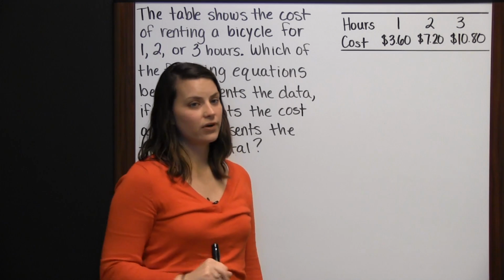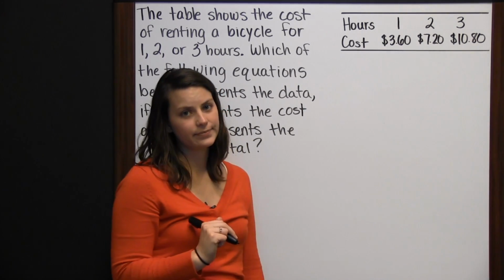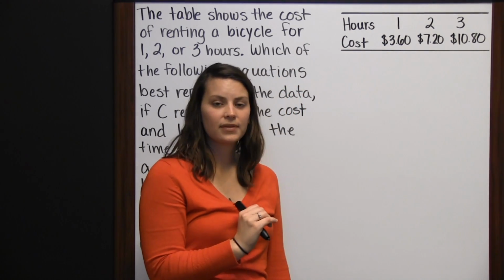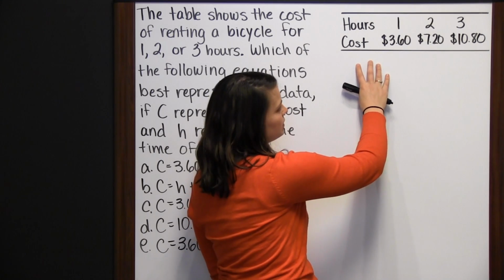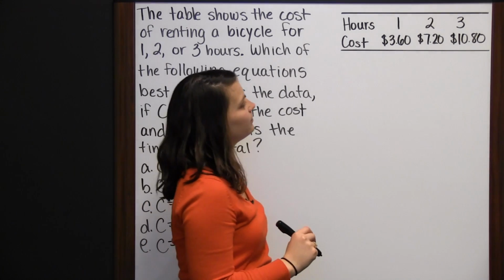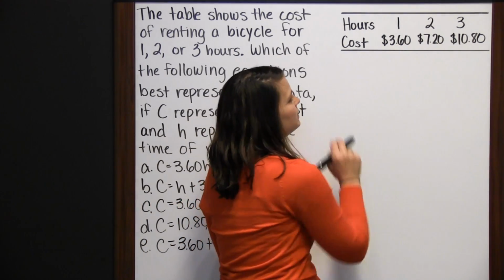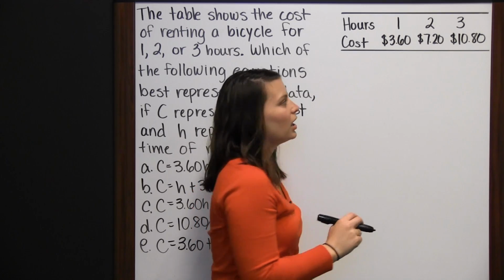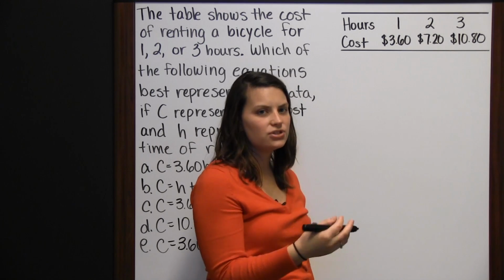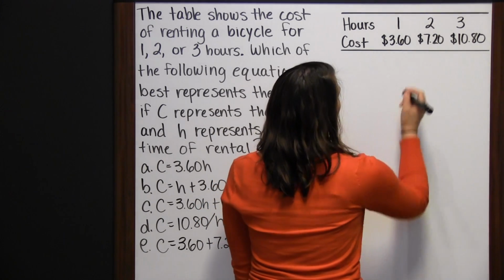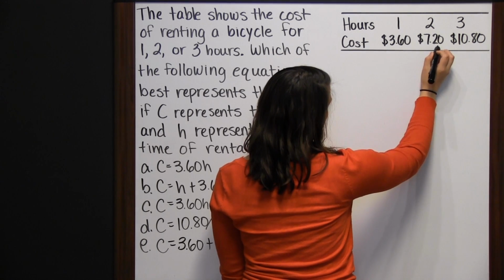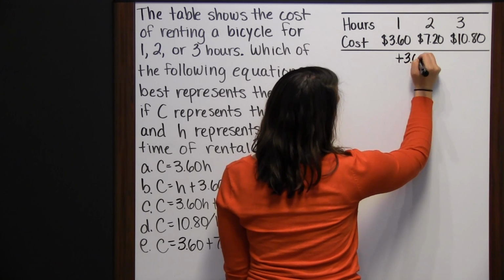So we're going to write our own function rule using the data. First, looking at hours and cost, your cost is dependent on the number of hours you rent the bike. Cost then is the dependent variable. And I want to focus on my dependent variable and see what kind of changes are happening. So from $3.60 to $7.20, I'm adding $3.60.